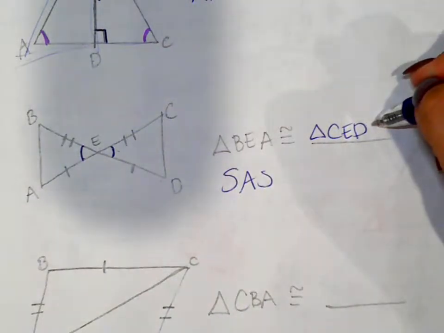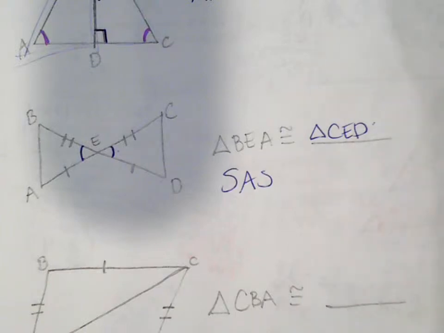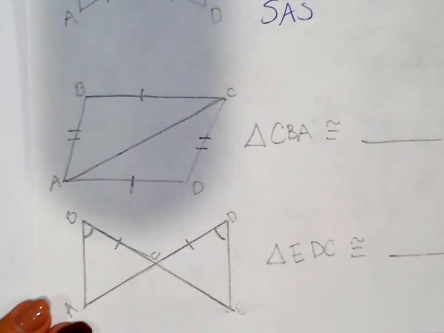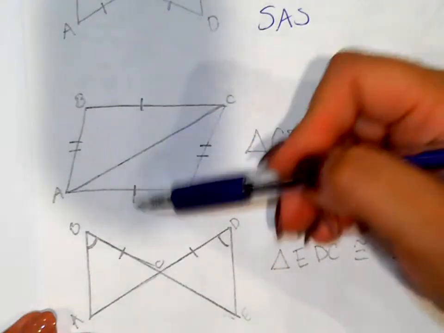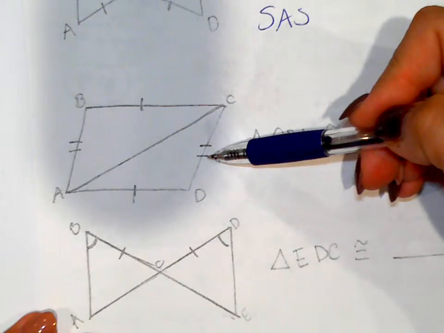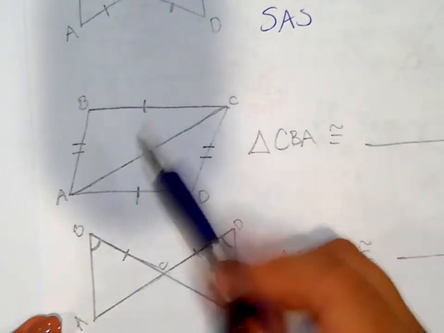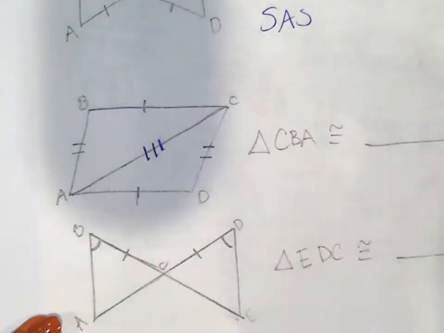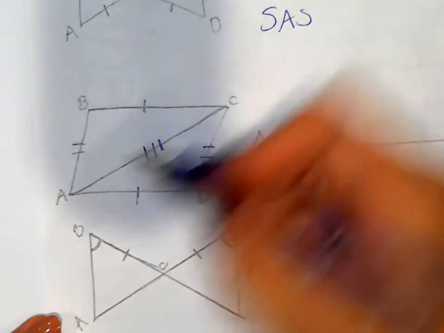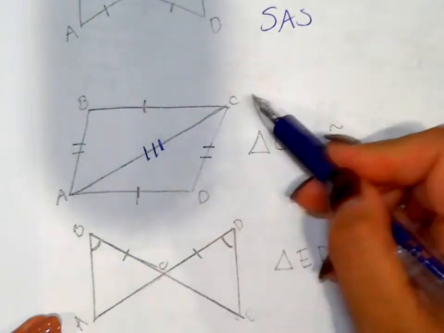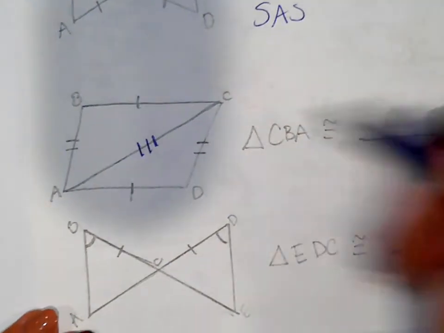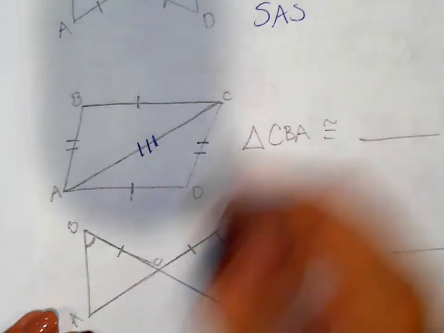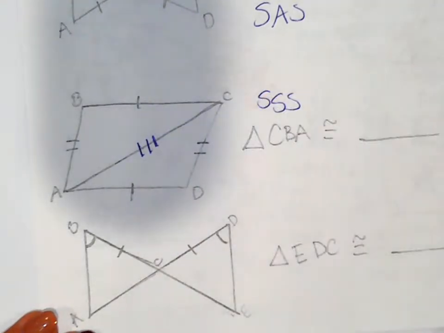Order matters here. Make sure you order it in the correct way. This guy right here, you'll see a lot of shapes like this. You have one side, two sides. This guy shares a side, so he is congruent to himself. He's reflexive. It's the same length for this triangle and the same length for this triangle. He's reflexive. So I have side, side, side.